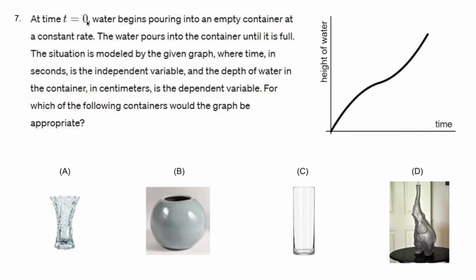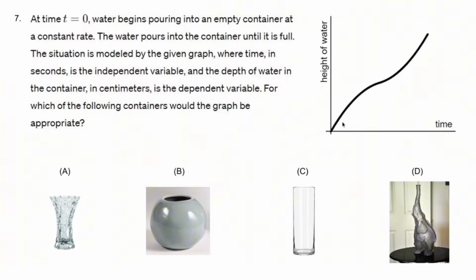At time t equals 0, water begins pouring into an empty container at a constant rate. The water pours into the container until it's full. The situation is modeled by the given graph where time in seconds is the independent variable, and the depth of the water in the container in centimeters is the dependent variable, the height of the water. For which of the following containers would the graph be appropriate?